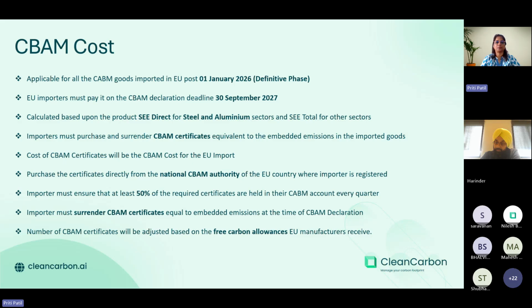So the CBAM report is still to be submitted, but whatever SEE value is calculated as part of that CBAM report, the CBAM tax will be charged based upon that SEE value. The EU importers must pay it on the CBAM declaration deadline, which is 30th September 2027 for year 2026. So whatever imports are done from 1st January 2026 till 31st December 2026, the declaration and tax needs to be submitted not later than 30th September 2027.